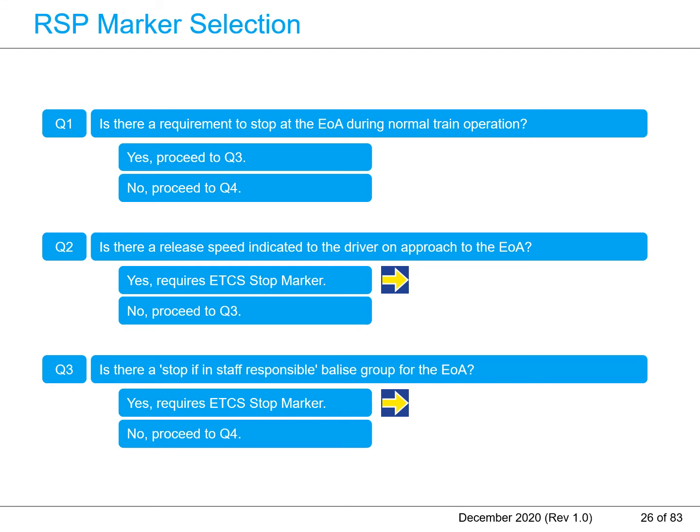Question 1. Is there a requirement to stop at the EOA during normal train operation? If yes, proceed to question 3. If no, proceed to question 4. Question 2. Is there a release speed indicated to the driver on approach to the EOA? If yes, the RSP requires an ETCS stop marker. If no, proceed to next question. Question 3. Is there a stop if in staff responsible balise group for the EOA? If yes, the RSP requires an ETCS stop marker. If no, proceed to next question.